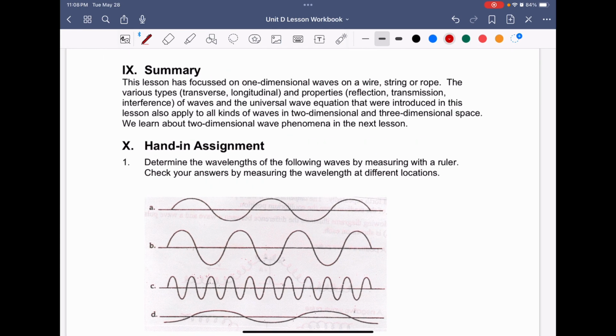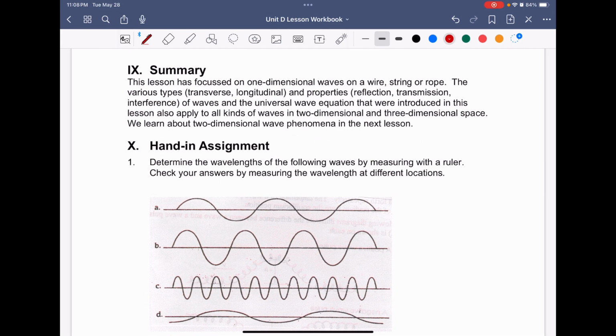Now, in summary, we've talked about what mediums are. We've talked about frequency, period, wavelength. We've talked about longitudinal waves. We've talked about transverse waves. It's a big section. The wave section is very big. And so when we move into two-dimensional waves, we're going to be adding even more to this.